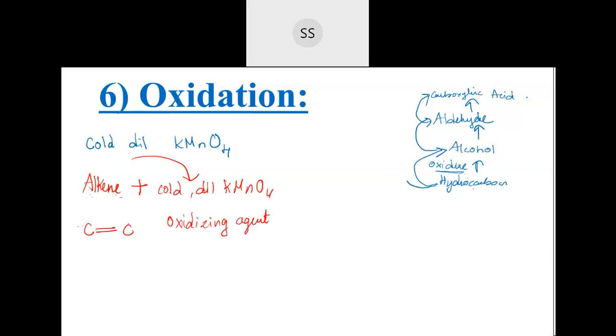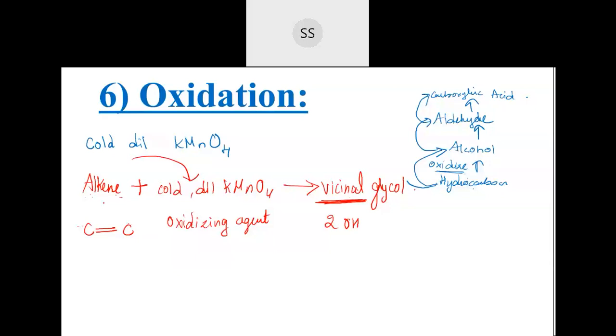So one OH will be added on this side, one more OH will be added on the other side. So neighboring OH groups will be obtained. That's called vicinal. They are called vicinal glycols, a common name we use. Vicinal glycol means it's a diol itself, where you have two OH groups attached adjacent to each other. So this compound will be obtained.